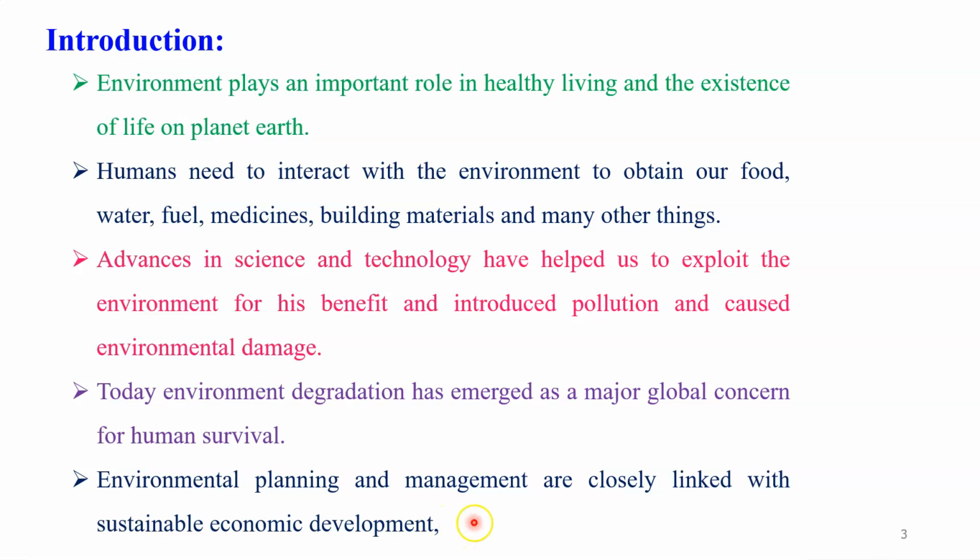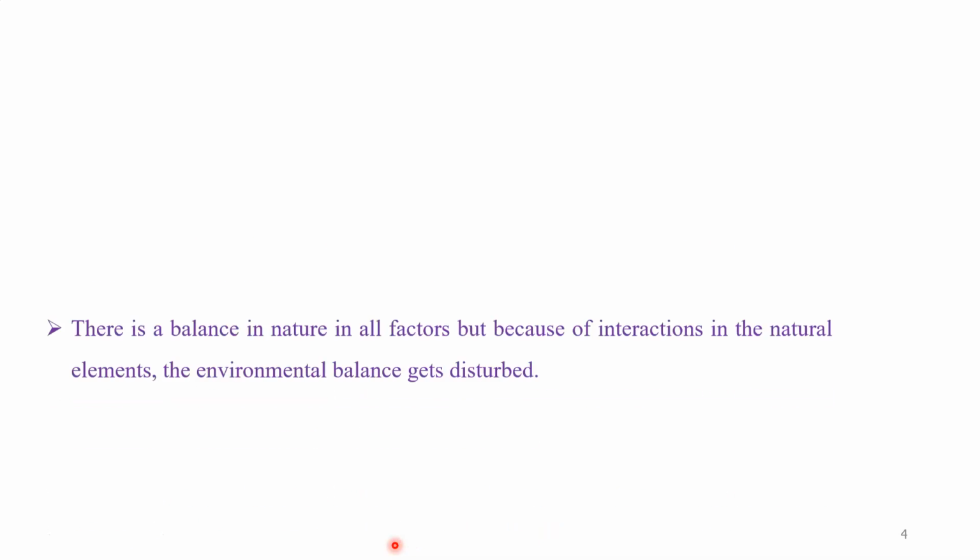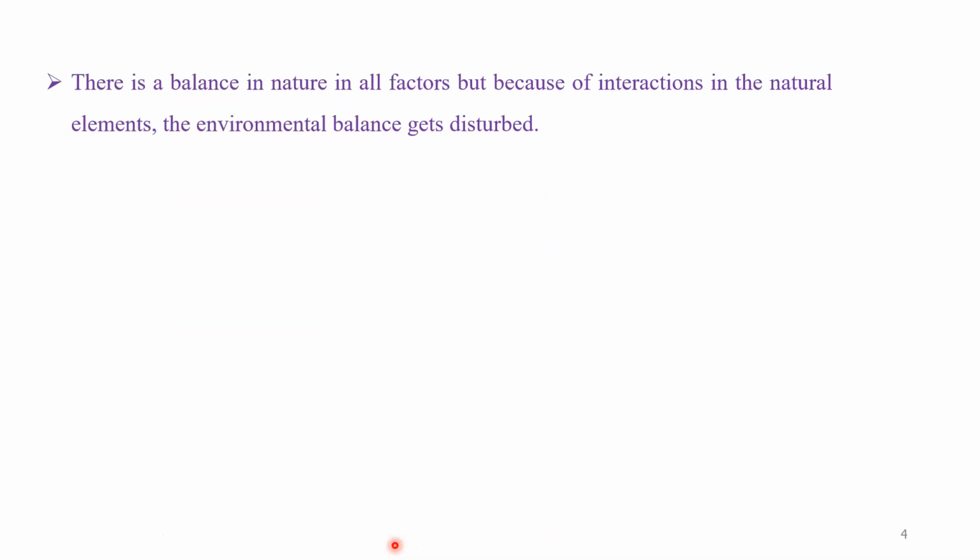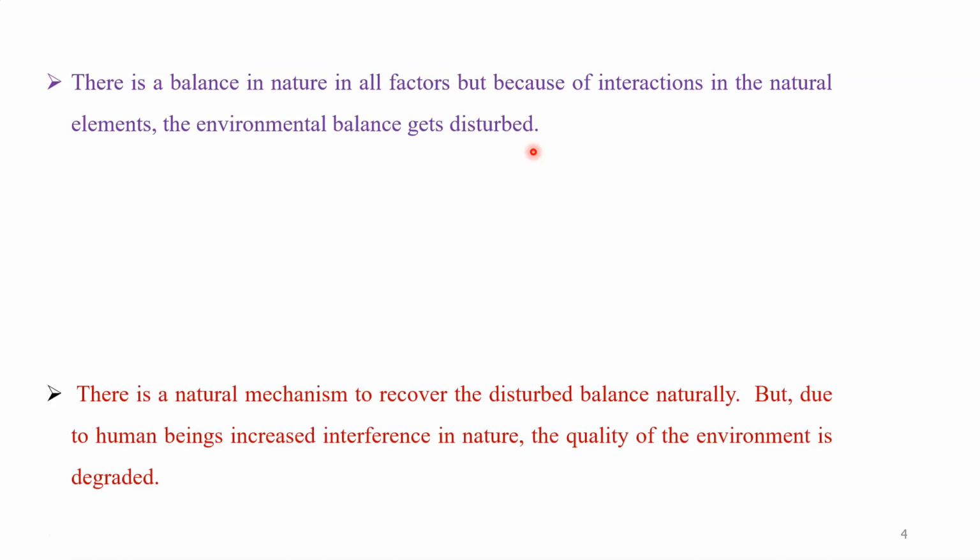Environmental planning and management are closely linked with sustainable economic development. If you want to continue our economic development, at that time we should take care of the environment. For that purpose, sustainable economic development is very important. It is true that if you do not care about the environment, then definitely it will be harmful for human development. There is a balance in nature in all factors, but because of interaction in the natural elements, the environmental balance gets disturbed due to human activity and selfish nature.